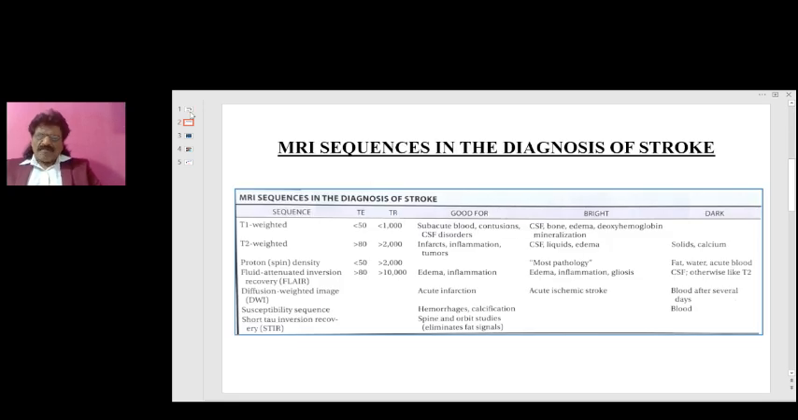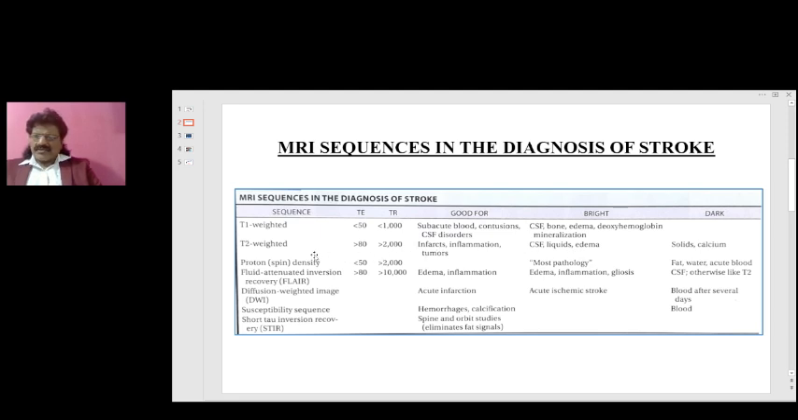So these are all the MRI sequences in the diagnosis of stroke. The T1 weighted image is useful for subacute blood, contusions and CSF disorders. The T2 weighted sequence is useful for infarction, cerebral infarctions, inflammations and tumor. The CSF appears bright, the liquids and edema; the solids and calcium are dark.